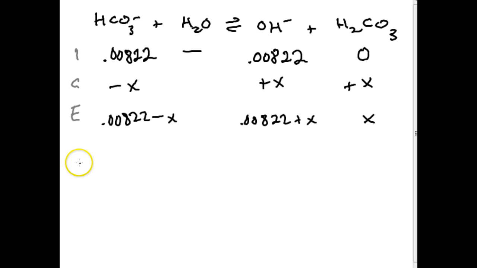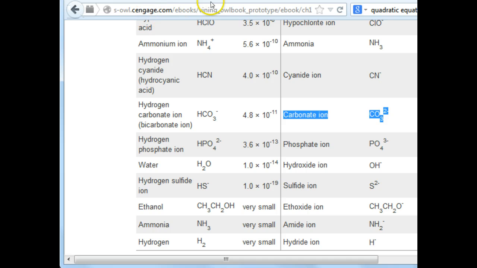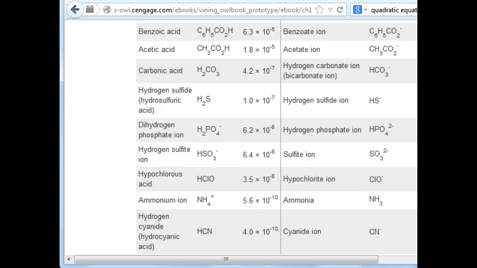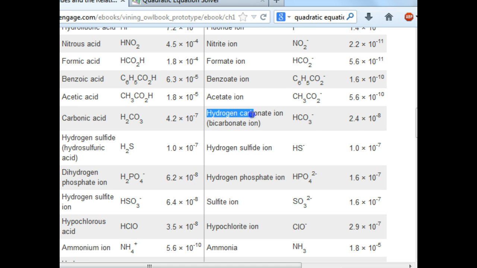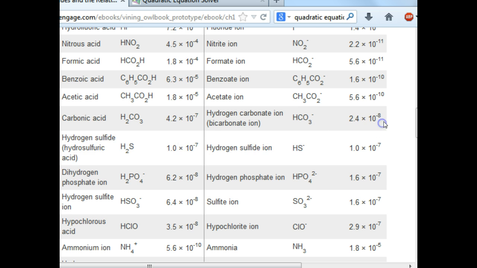Okay, so what's the KB here? This is a new base equation. It's the base equation of hydrogen carbonate, or the bicarbonate ion. So I'll go in the book or online to find the KB. I went online, and here's the KB. That's not it. There it is. So it's the hydrogen carbonate ion, or bicarbonate. The KB is 2.4 times 10 to the minus 8 there. 2.4 times 10 to the minus 8.